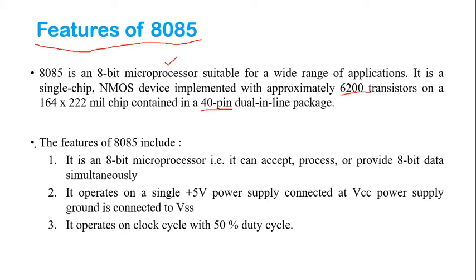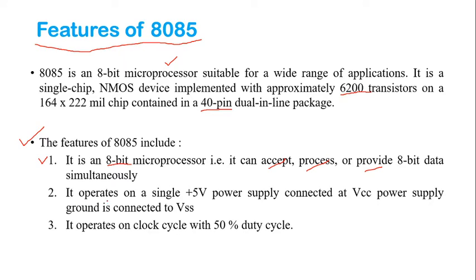So now let's see the features first of all. The features of 8085 include the first one, that it is an 8-bit microprocessor, that is, it can accept, process or provide 8-bit data simultaneously. So we know that the microprocessor 8085 is an 8-bit microprocessor, so it can accept, process and provide 8-bit data simultaneously. So we can also program it as an 8-bit controller.